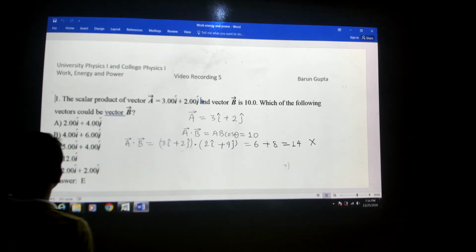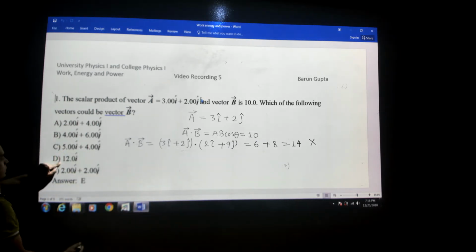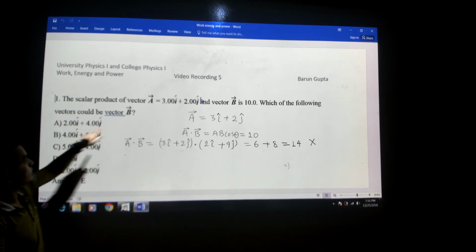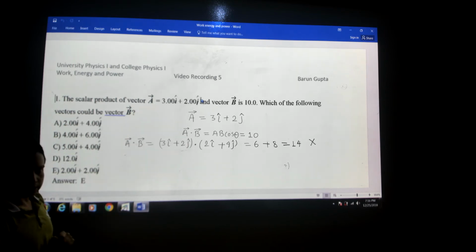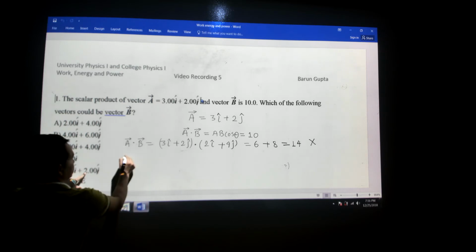Okay, let's say now I'm taking option D. If this is my b vector, then 12 times 3 would be 36, so that's not the correct answer. If I choose C, 5 times 3 would be 15, so that's not the correct answer again. Let me try this E option.